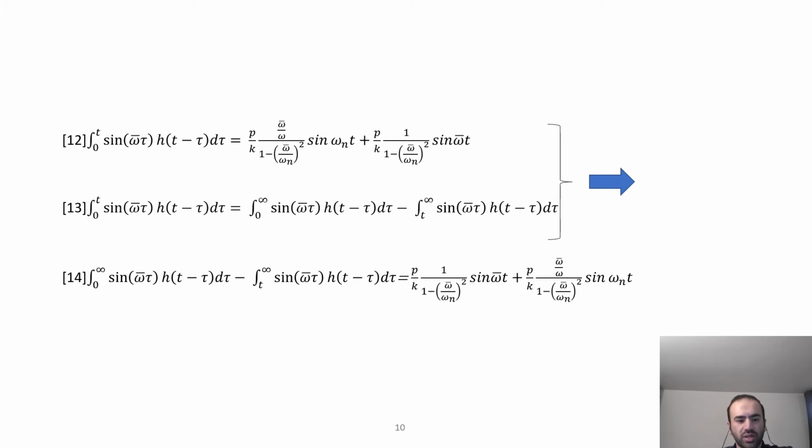We can also rewrite the Duhamel's integral itself as an integral from 0 to infinity minus an integral from t to infinity. If we apply that into equation 12, we'll see that the part of the response that is captured by the spectral finite element method is equal to the integral from 0 until infinity, and the integral from t to infinity that is in the frequency of the structure is not captured by the spectral finite element method.